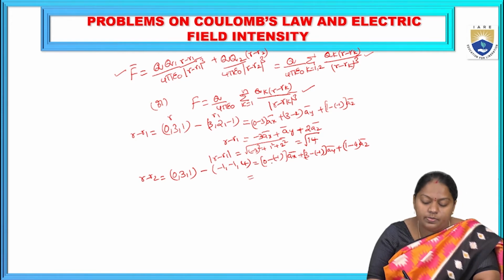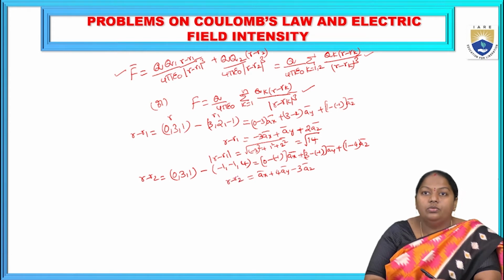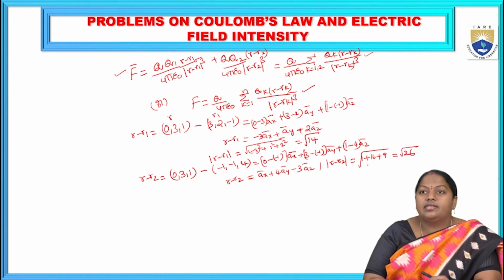Minus of minus becomes plus, into ax, then plus 3, minus of minus 1 becomes plus 3 plus 1 as 4, into ay, then 1 minus 4 as minus 3, into az. Right? So this is the value of r minus r2. From this r minus r2, if you find the magnitude, the modulus of r minus r2 is equal to root over 1 plus 4 square as 16 plus 3 square as 9, which is equal to root 26.